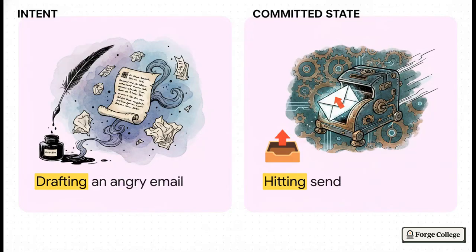Honestly, think about it like this. It's a lot like the difference between drafting an angry email and actually hitting the send button. Just like we tracked code commits back in our previous lesson, Foundations of Version Control Integration, today we really need to distinguish between a transaction's mere intent and its irreversible committed state. Typing that email, that's just your intent, but hitting send and watching it land in their inbox, that's the committed state. And once it's sent, there's no taking it back.